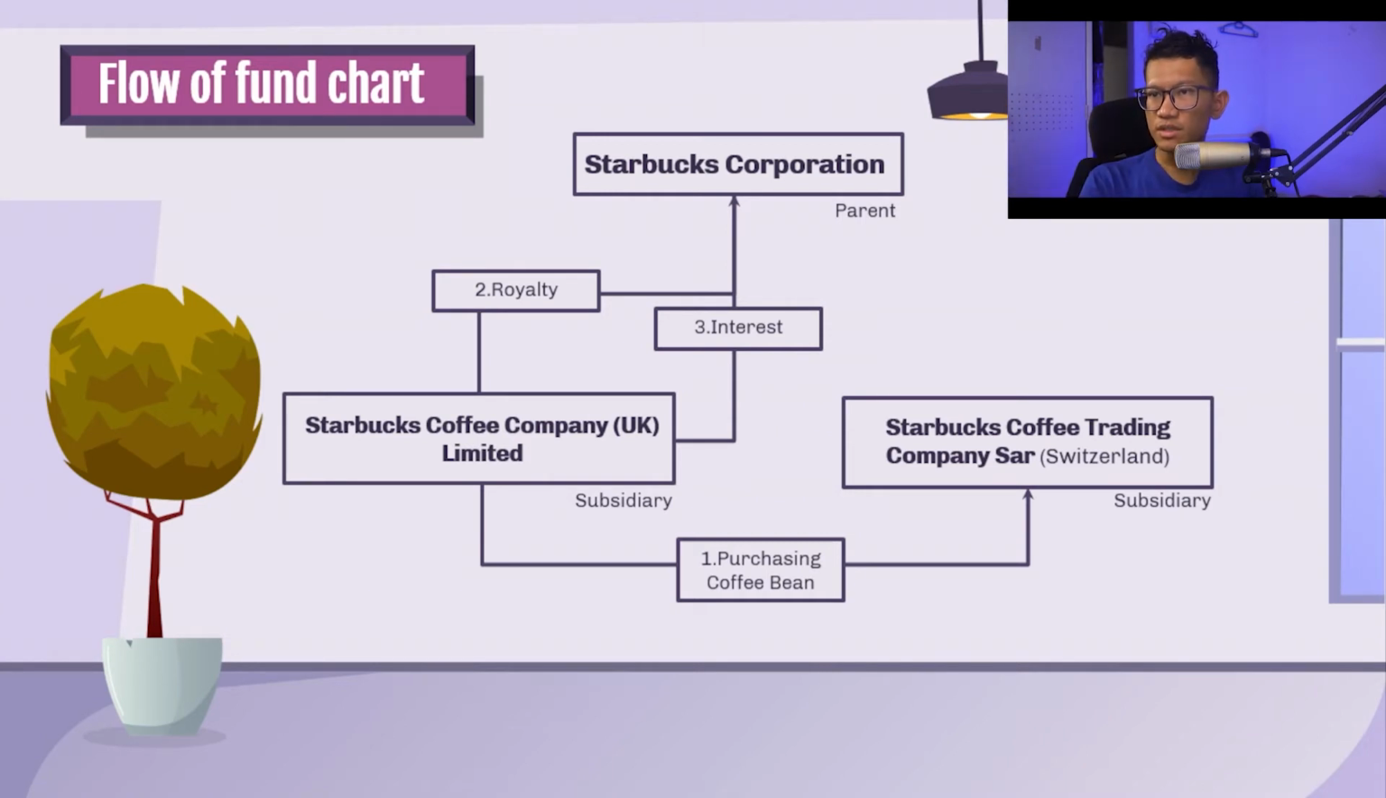So the first one is about the purchasing the coffee beans. For your information, the UK tax rate is 24% and in Switzerland, the tax rate is 12%. So it is much better if the profits is moved to the Switzerland instead of the UK. The tax is quite high.